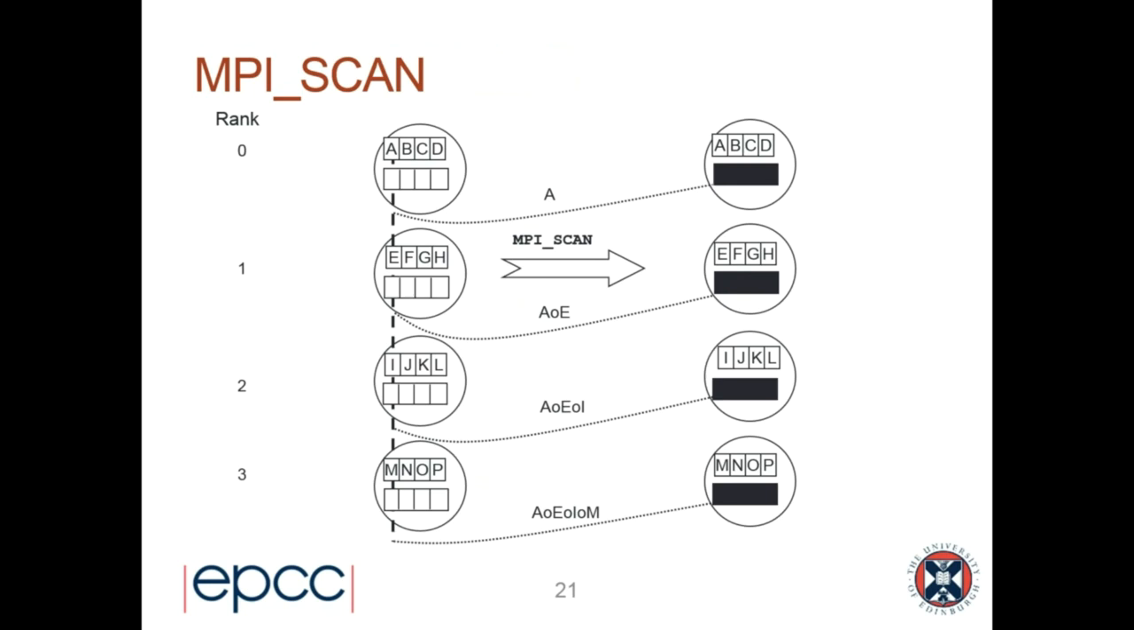MPI scan is like MPI reduce, but it's a partial, like MPI all reduce, apologies. In MPI all reduce, on all processes, this would be A plus E plus I plus M. This would be B plus F plus J plus M. MPI scan is a parallel prefix that says on the first process I do A, on the second process I do A plus E, on the third process I do A plus E plus I, and on the fourth process I do A plus E plus I plus M. So it stops at a certain point, okay? And you might ask, is that useful?